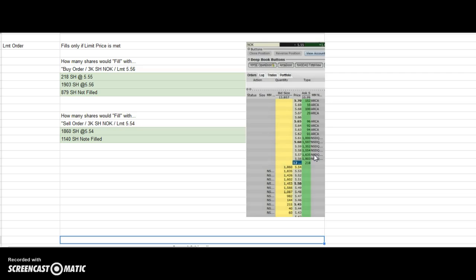The next example, how many shares would fill with a sell order with 3,000 shares of Nokia with a limit of 554? Answer is 1860 shares would fill at 554, and 1140 shares would not be filled. And as you can see, if you place the limit of 554, there's 1860 shares at 554, and 1140 is what's left over. You would not fill any more than this 1860. Someone would have to raise their bid, or you would have to lower your sell down to 553, and then the remaining 1140 shares would fill, as there's 1835 at 553.